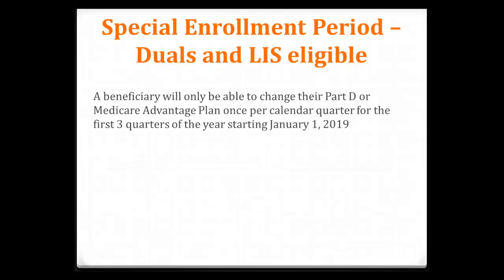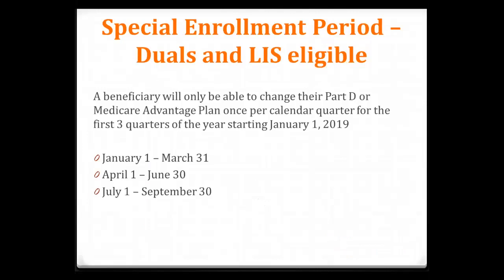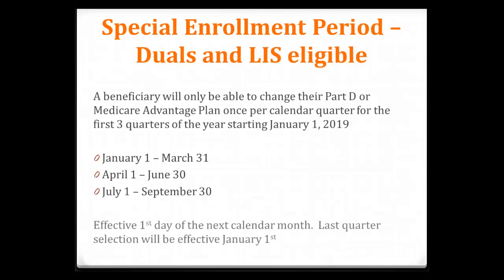And here's what I mean by calendar quarter. January 1st to March 31st, that's coming up a lot. It's going to be hard to keep all those dates straight. Ask questions as you need to. April 1st to June 30th, and July 1st to September 30th. Beneficiaries who qualify for extra help to pay for their medications can only change their plan one time within those periods. Notice how October 1st to December 31st is not listed. It's only going to be for the first 3 calendar quarters of the year.